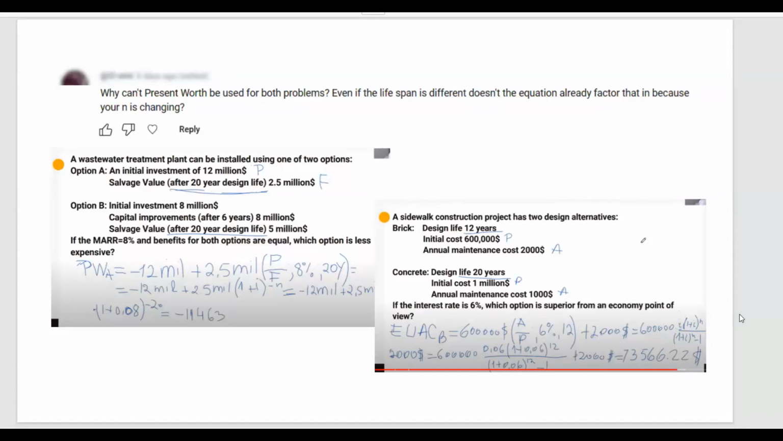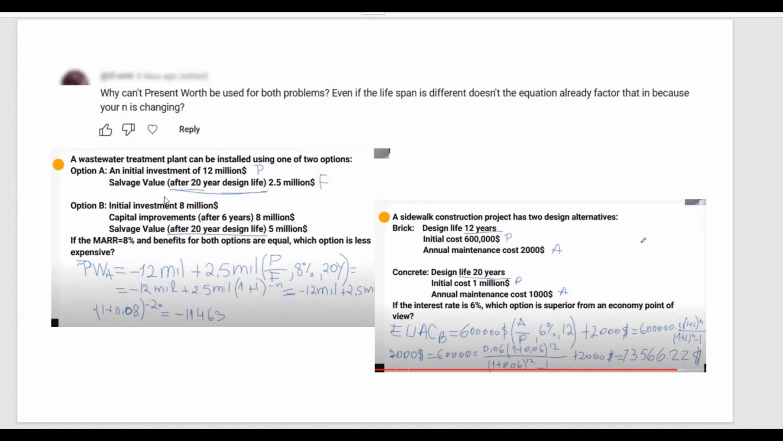First question, why can't present worth be used for both problems? Even if the lifespan is different, doesn't the equation already factor that in because your n is changing? So let me explain this a little bit. This question is in regards to one of the problems I did on engineering economics, and I have two problems that present two alternatives to business ideas or investments. So first problem is over here. And if you pay attention, I'm gonna point it out.